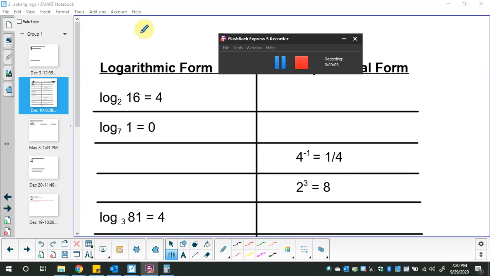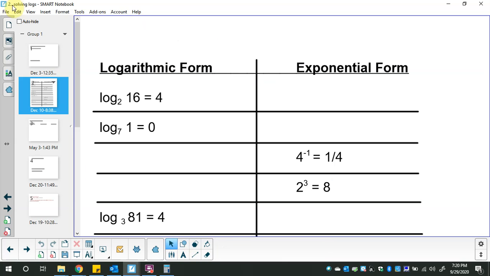Okay, so I know I don't have a title up here. I will in a few minutes. It'll be solving logarithms or solving logarithmic equations, in case you must have one here.